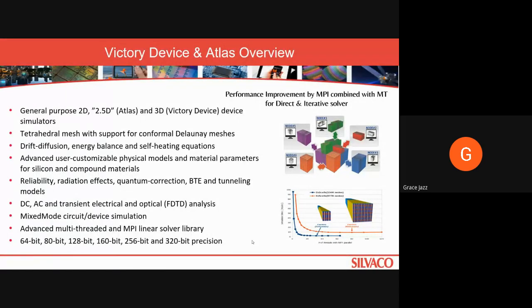It's quite useful for wide bandgap semiconductors such as silicon carbide and gallium nitride devices, because the bandgap is quite wide, so the intrinsic carrier concentration is very low. So it will create some convergence issues. In this case, you have to enhance the precision to get better convergence in your device simulation.